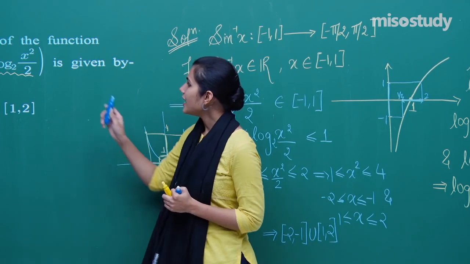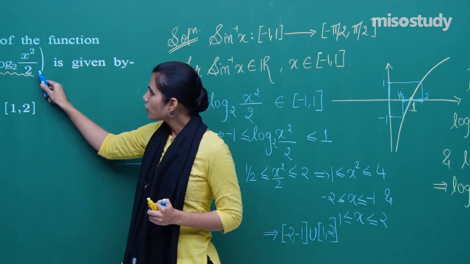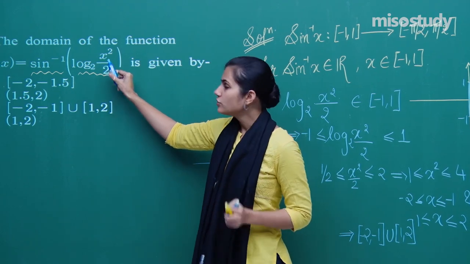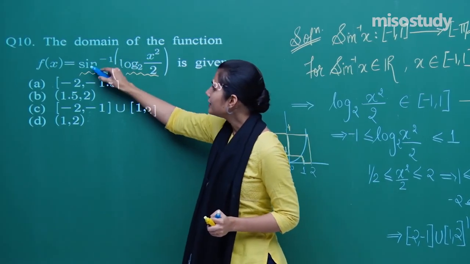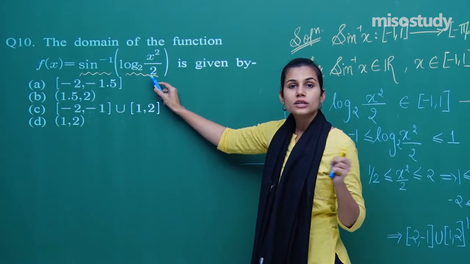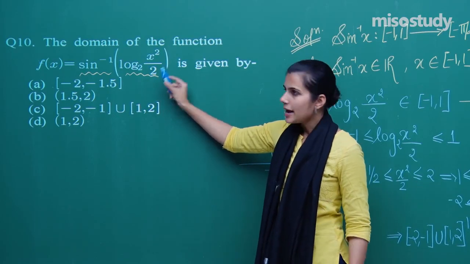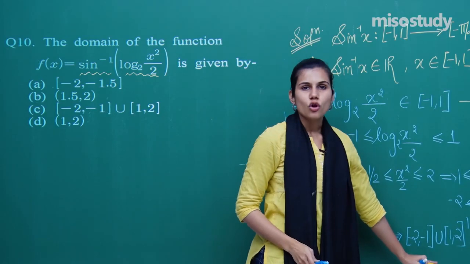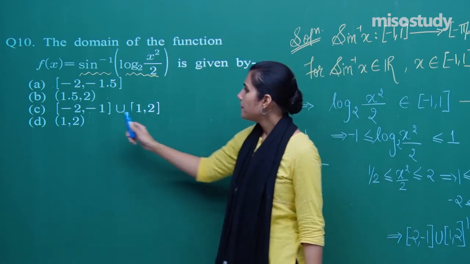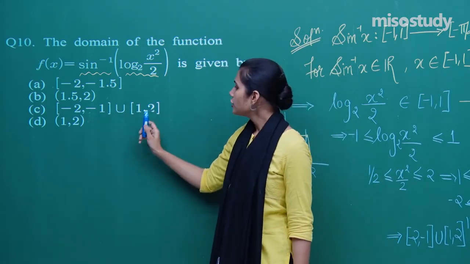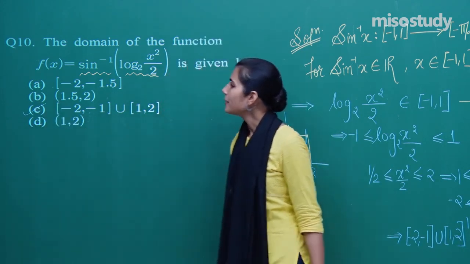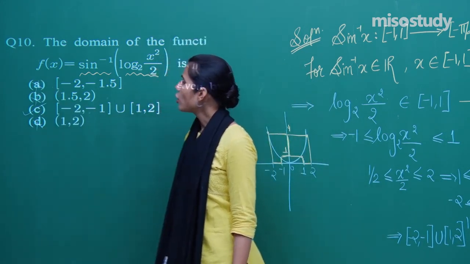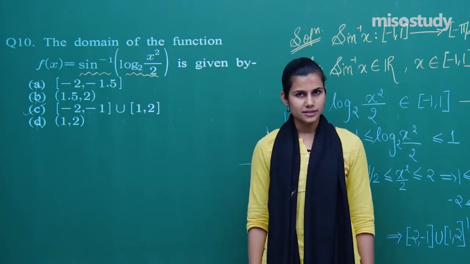It is for these values of x that this expression falls inside [-1, 1], which is the domain of sine inverse, and only then can sine inverse act upon it to deliver real values as answers. That is why the valid inputs happen to be [-2, -1] union [1, 2], making A, B, D the wrong answers and only C the correct answer.